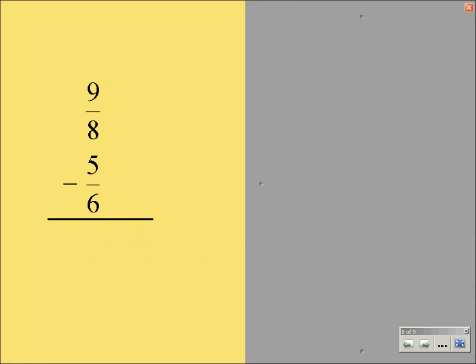Here in this problem, we have 9/8 minus 5/6. We need to find a least common denominator. Well, we can multiply 8 times 6 and get 48, but that's not the lowest number. The lowest number here would be 24. So what we want to do is end up with fractions that have 24 as their denominator. That would be the common denominator that we're going to use.